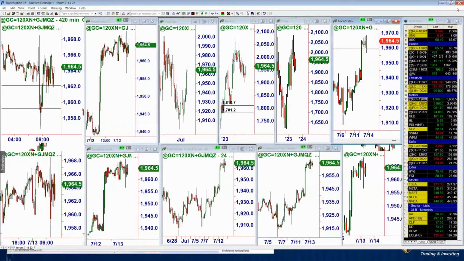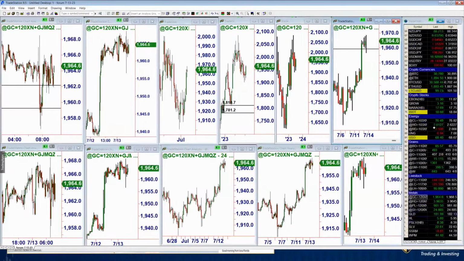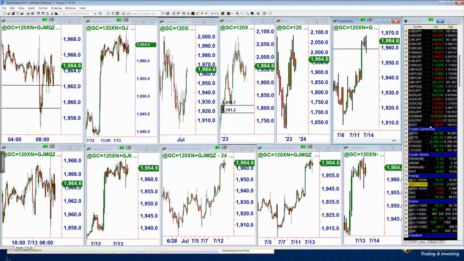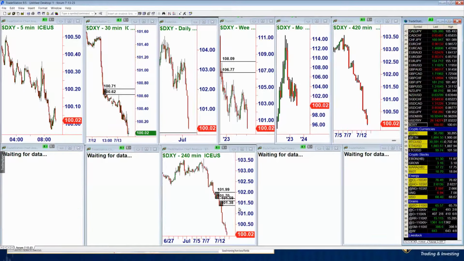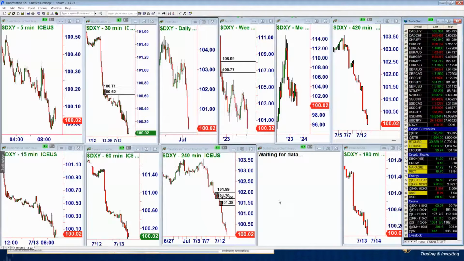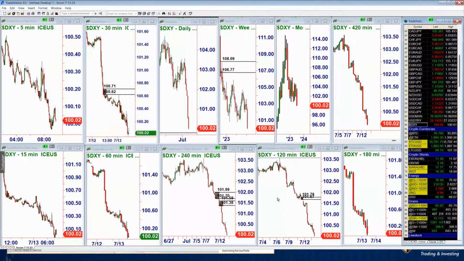Okay. And again, let's go up here for a minute. Let's go to the dollar. One of the most important, probably the most important chart we can look at, right? It impacts so many other markets.